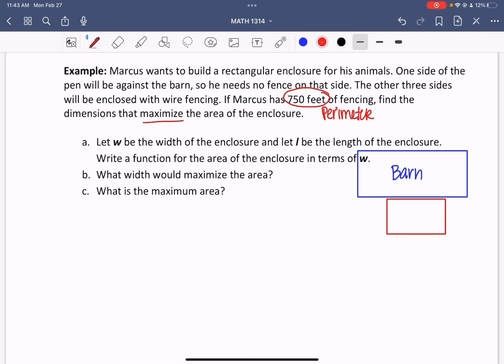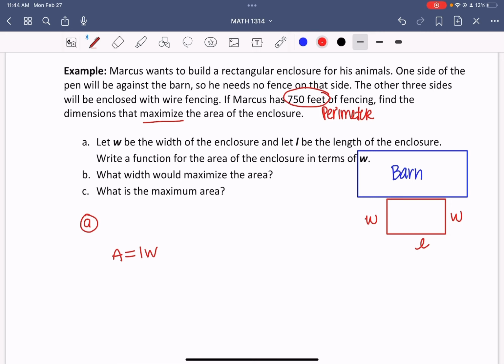Part A says let W be the width of the enclosure. Okay, so if W is the width of the enclosure and L be the length of the enclosure, write a function for the area of the enclosure. Okay, so part A. I'm going to first write a situation to represent this area. Well, I know that area is equal to length times width. And I don't really have much more information, but this is where the perimeter comes into play. Perimeter is going to help you to create your area equation into one variable, because right now I've got L's and W's.